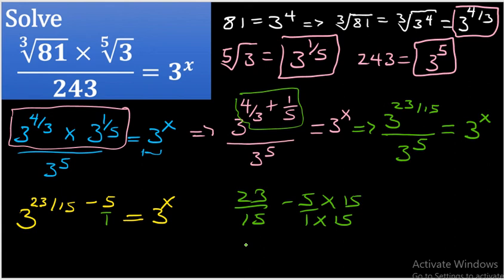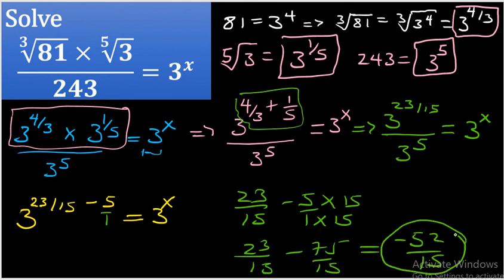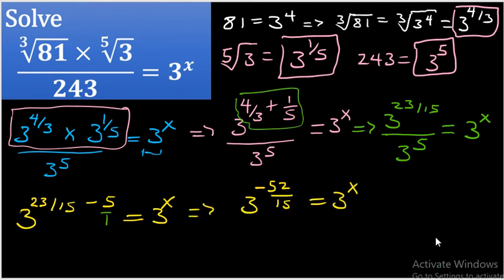So what do we have now? 23 over 15 minus 75 over 15. When you take the difference, obviously it's going to be negative 52 over 15. That whole thing will be the exponent. Okay, let us insert it and then finalize. So the difference of 23 over 15 minus 5 will be negative 52 over 15.